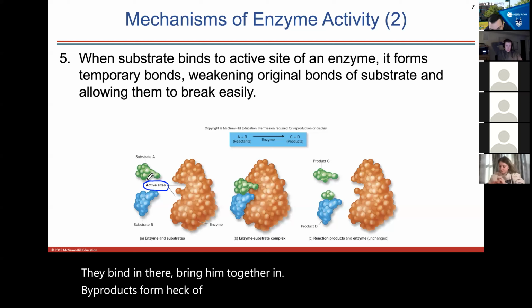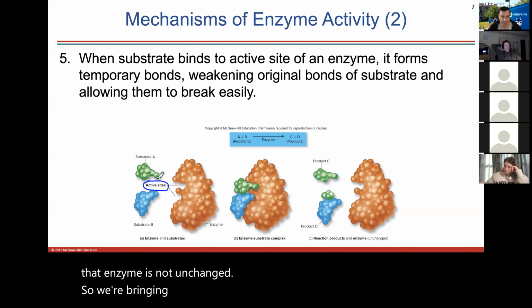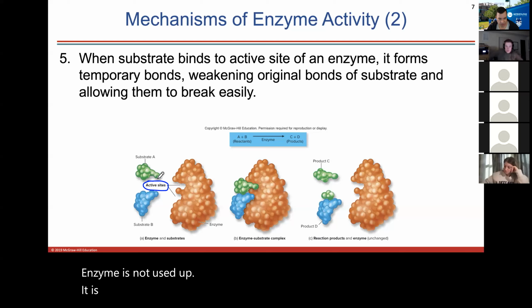And as you can see from that picture there, that enzyme is unchanged. Okay. So we're bringing these pieces together. Okay. Enzyme is not used up. It is not destroyed. It brings those substances together faster.